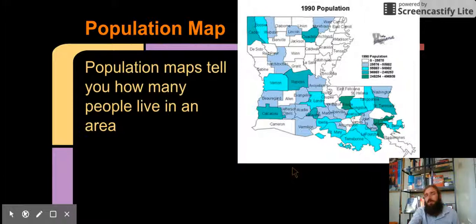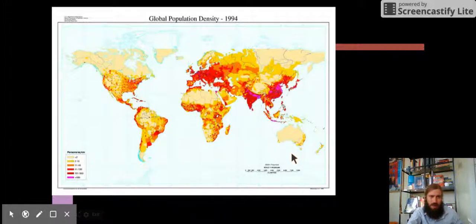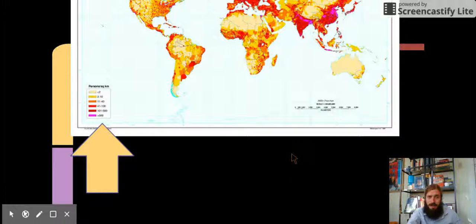The last type of map that we will talk about today is the population map. Population maps tell you how many people live in an area. Remember that word population means people. Use this information to fill out the first box on part 4 of your worksheet. Here's a population map of the entire world. Now notice my key doesn't necessarily say population, but it says persons per square kilometer. My key is persons. Remember, population means people. So if I see the word persons in my key, I'm probably looking at a population map.